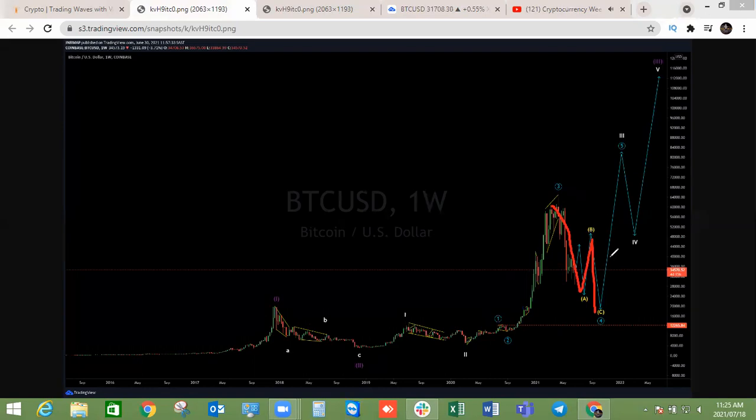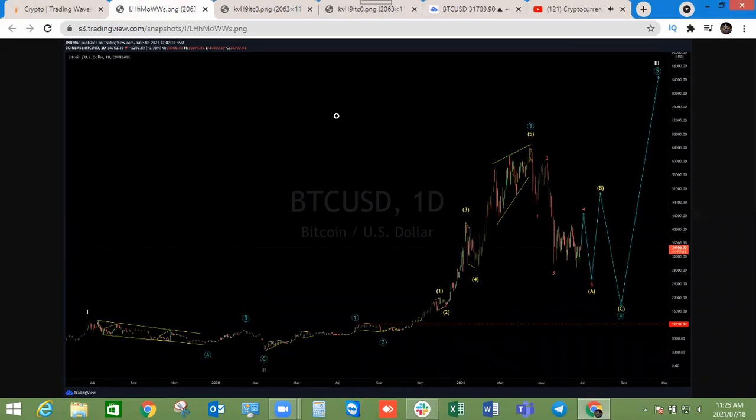The deeper the B, that means the shallower the wave 4. Okay, so let's go to the daily chart. Daily on Bitcoin. So if you look at that, that is more detail now. Now you see the waves in wave A, 1, 2, 3. Is this the wave 4?